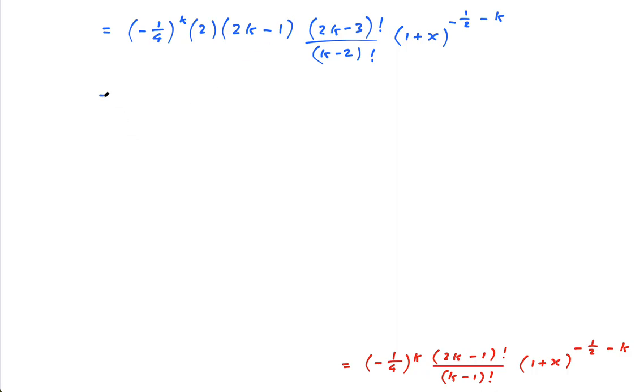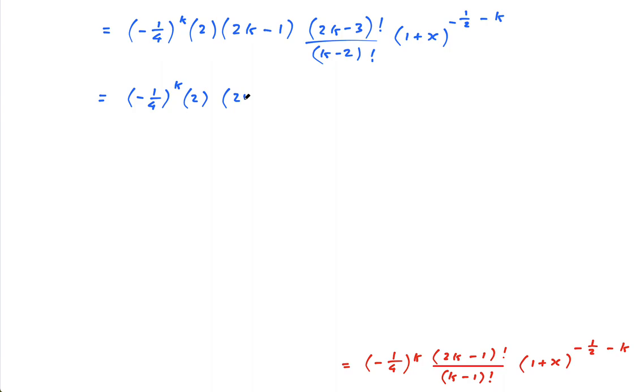Okay, so I want (2k − 1) factorial. I have my (−1/4)^k, which is fine. I have my 2, which is fine for now. Now, I have (2k − 1) and I have (2k − 3) factorial. To get (2k − 1) factorial, I need to multiply by (2k − 2).